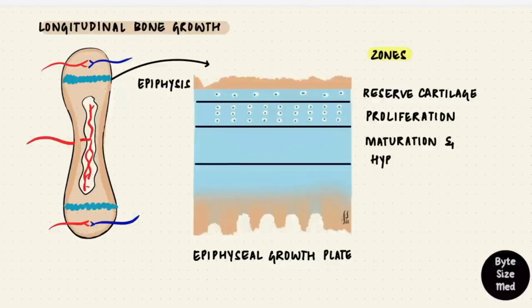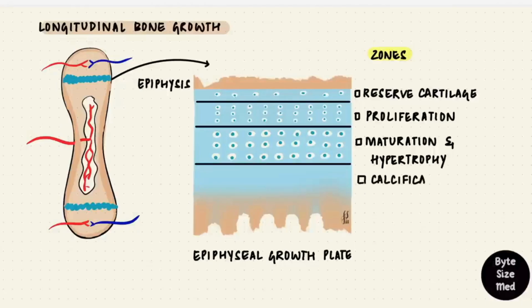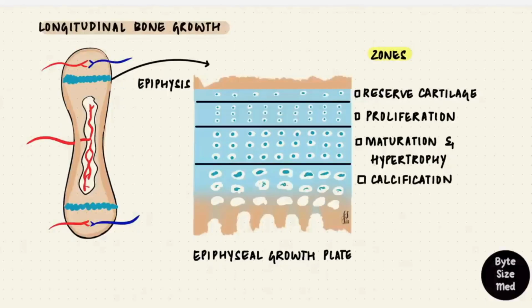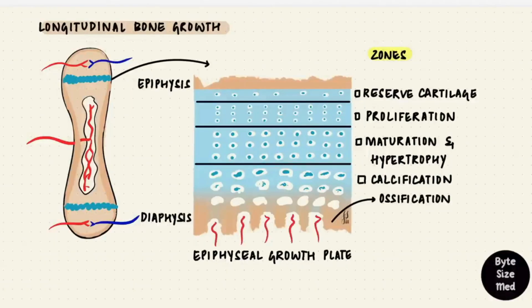Then we have the zone of maturation and hypertrophy. The chondrocytes get larger in size. Then they calcify the matrix. That's the zone of cartilage calcification, where the chondrocytes go to die. From the diaphyseal end, we have the zone of ossification, where along with capillaries, the osteoprogenitor cells enter and form osteoblasts. The osteoblasts can then form bone matrix on that calcified cartilage, ultimately forming bone from the diaphyseal end.